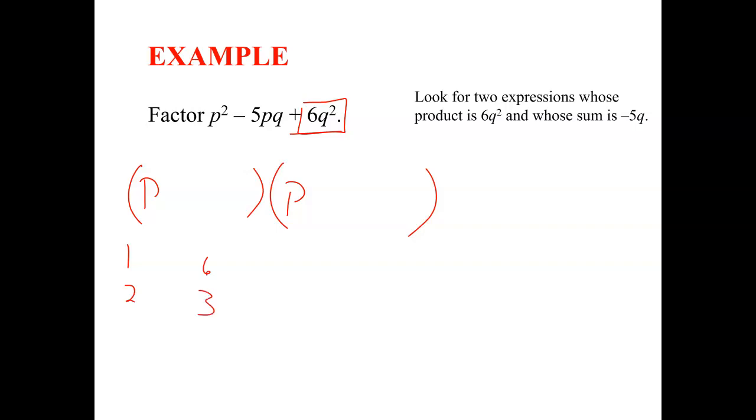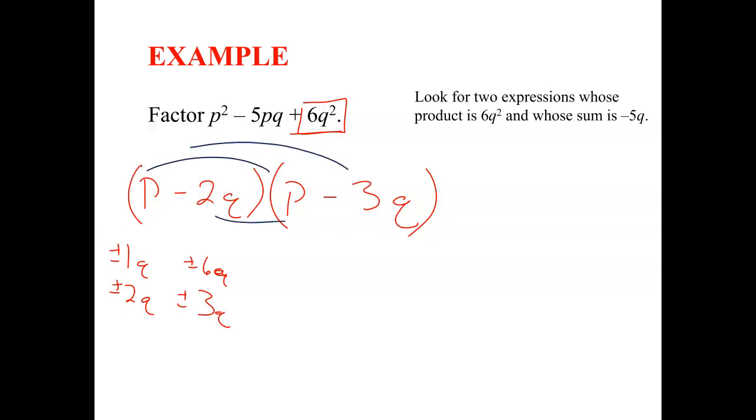I've got 2 and 3. But now my factor pairs are just going to include q's as well. That way when I multiply them, I get the q squared. When I add them, I get the negative 5. So positive, negative, positive, negative, positive, negative, positive, negative. What combination gives me negative 5? But I need to get a positive 6, which means both numbers have to be negative. Negative 2 and negative 3. Negative 2q, negative 3q.